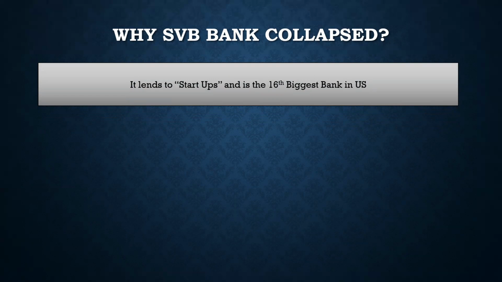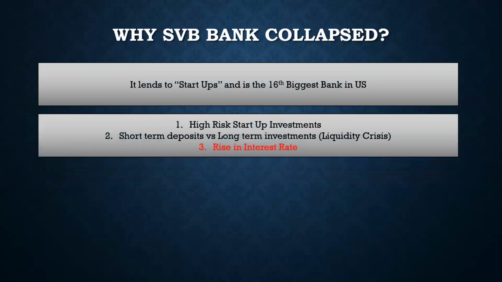It lends to the startups, all the technological startups that you see, like ChatGPT, etc. This sort of startup requires funding, and SVB lends money to them, right? So obviously, why did the bank collapse? These are high-risk startup investments, right? So some of the investments might go completely awry, and those startups would themselves hit bankruptcy, because startups are obviously highly risky, right?